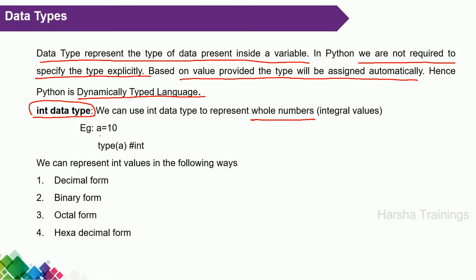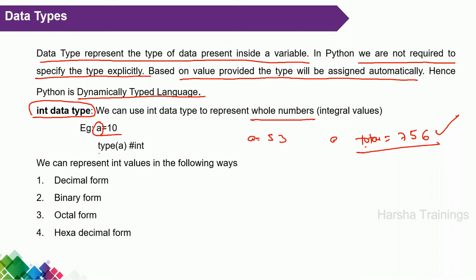For example, A is equal to 10, A is equal to 53. Not only A; remember, the name is completely your wish. You can use any name by following the rules of identifier. For example, total is equal to 756. This is a variable, and it is 100% valid. In this case, total is an integer variable.